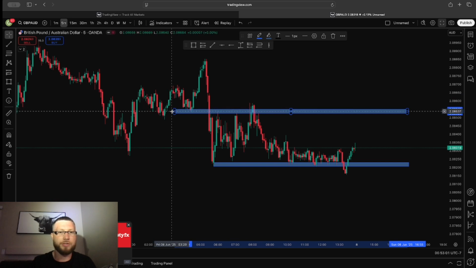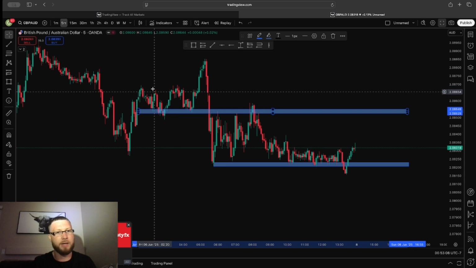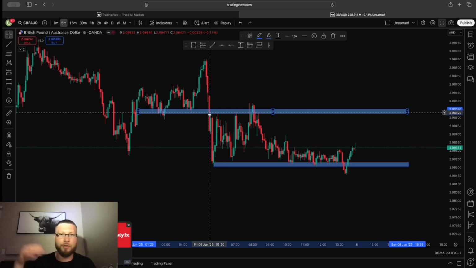You can see resistance was once support in the past. Price came down, made a higher low, higher high, higher low, higher high, and then broke through the floor. It broke support. When support is broken through by price action, it is now considered resistance. The same thing as an apartment. If you fall through the floor on the top story, the floor you just fell through is now your roof. So it's considered resistance. So this is how you find your support and resistance levels on the market.